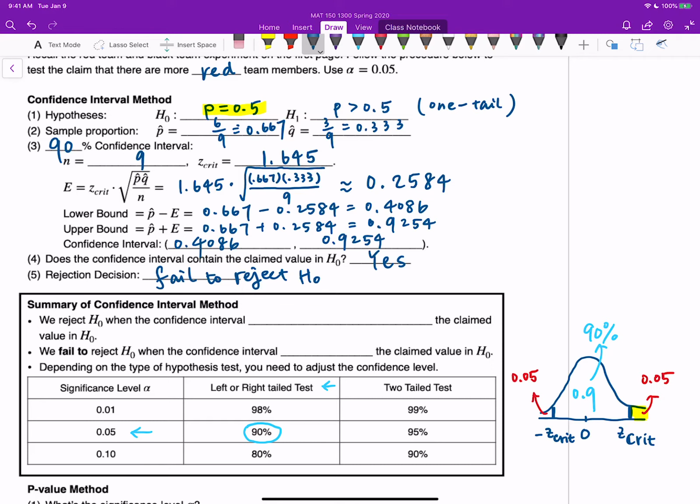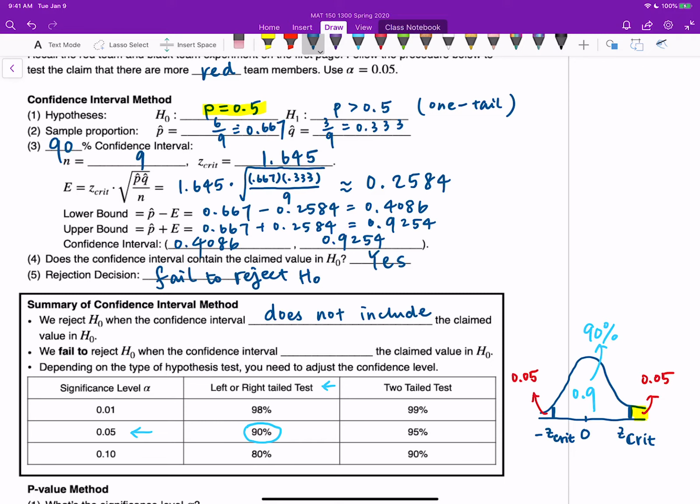just like our conclusion that we had last time, fail to reject. And then underneath the number 5, we have this box, which I summarized the confidence interval method. We reject the null hypothesis when the confidence interval does not include the claimed value. So if 0.5, let's say, is not in the confidence interval that we constructed, then we could say that our null hypothesis, that 0.5, is not correct because it's not part of your estimate, and of course with a certain confidence level.